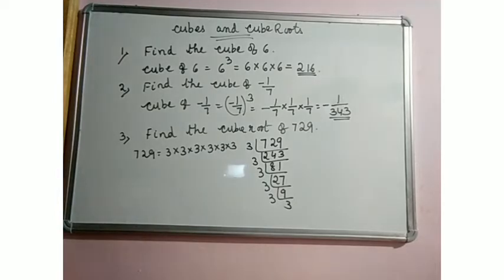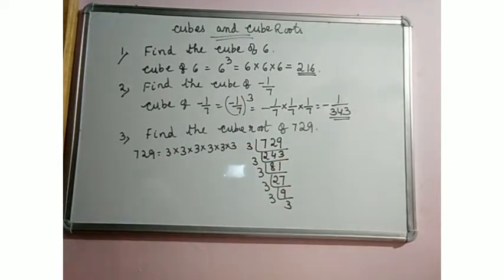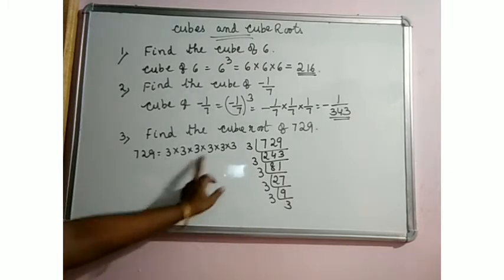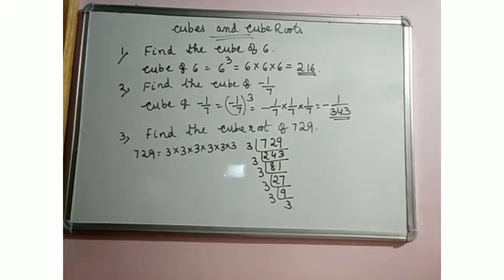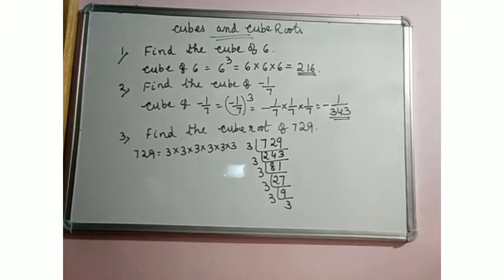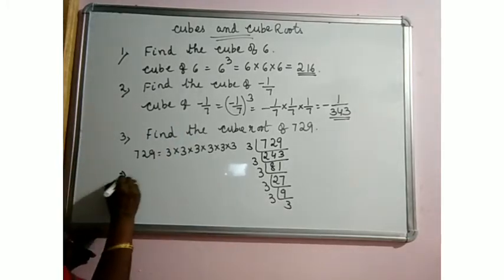But we have to find its cube root. Sometimes you will get a question like this: find whether 729 is a cube number or not. In that case also you have to do it like that. You see whether you have 3 equal factors or not. If you have 3 equal factors, yes. Otherwise it's not a cube number. To find the cube root, you have to work out a little more.